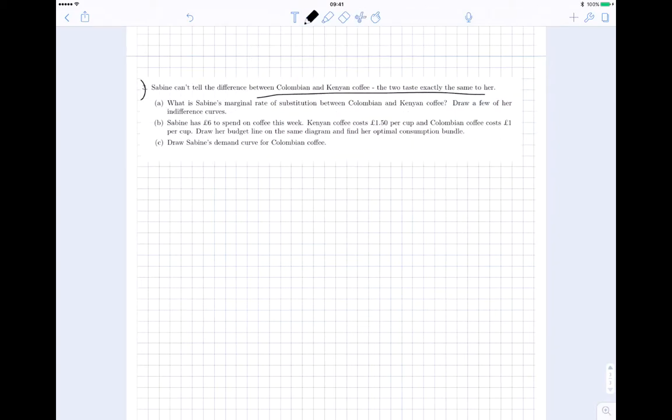Can't tell the difference. What is the marginal rate of substitution between the two? -1. -1. Sabine has £6 to spend on coffee this week. Kenyan coffee costs £1.50. Colombian coffee costs £1 per cup. Draw a budget constraint in the same diagram and find our optimal consumption bundle without doing any maths.